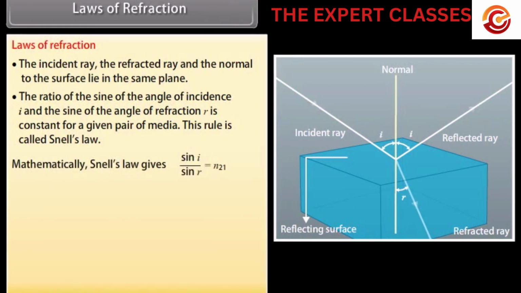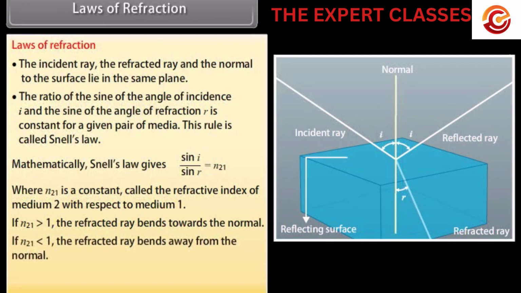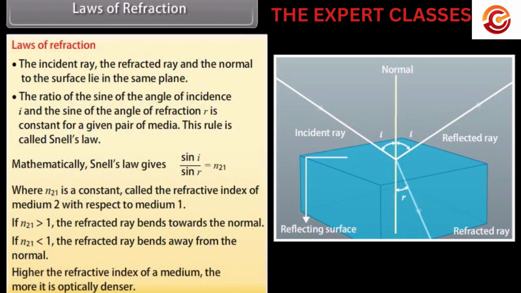Mathematically, Snell's law gives sin i by sin r is equal to n21, where n21 is a constant called the refractive index of medium 2 with respect to medium 1. If n21 is greater than 1, the refracted ray bends towards the normal. If n21 is less than 1, the refracted ray bends away from the normal. Higher the refractive index of a medium, the more it is optically denser.